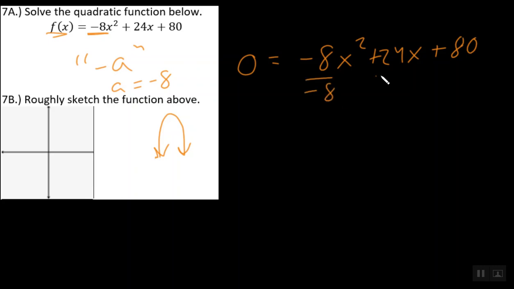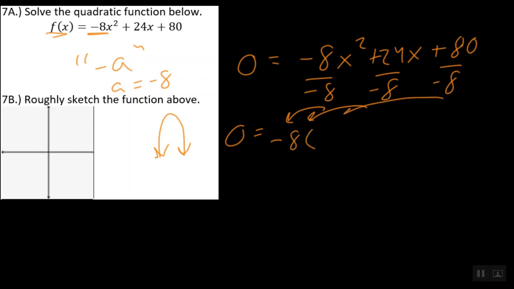I know that I still set f of x equal to 0. And here, I'll just go ahead and write out the problem. Negative 8x squared plus 24x plus 80. And remember, what I want to do is divide everything by my a term when it's not equal to 1. So I divide everything by negative 8. And what I'm going to say is I'm going to factor out that negative 8. Okay? And so now let's go through and reduce this.